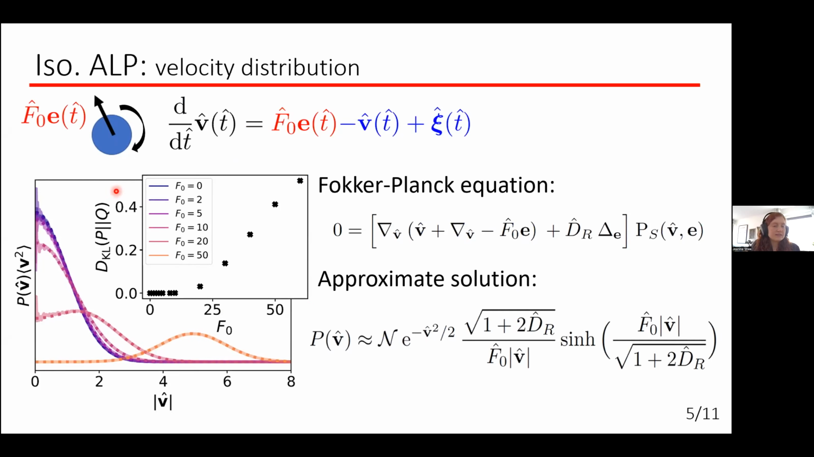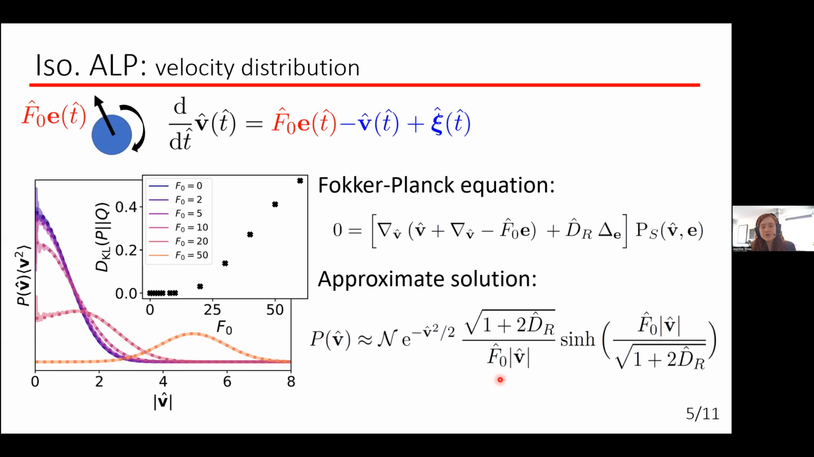So the velocity distribution of the isolated active Langevin particle from simulation data is shown by the solid line in this graph. And then the dotted line shows the approximate solution for the velocity distribution of the isolated active Langevin particle, which we can derive from the Fokker-Planck equation. And you can see that the simulation data fits very well to this approximate solution. So we'll take a look at what this solution tells us.